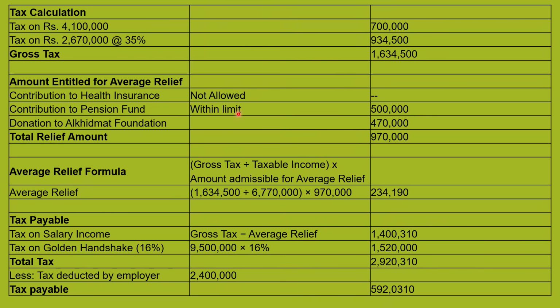Why is this word here, "within limit"? Within limit means the tax ordinance says that contribution to pension fund gets relief up to 20% of taxable income. So 5 lakh rupees is within the 20% of taxable income. The taxable income was 67 lakh, so 20% of taxable income would be around 13 lakh 50,000.